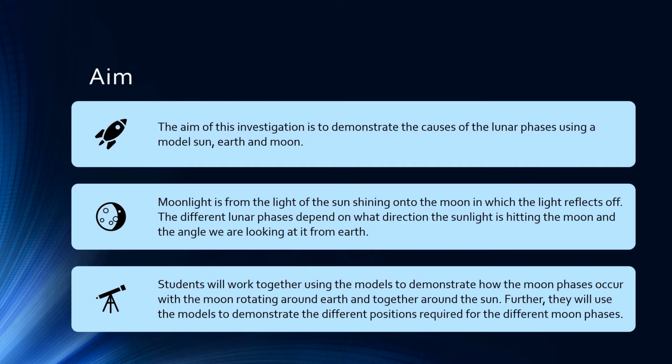The aim of this investigation is to demonstrate the causes of the lunar phases using a model Sun, Earth and Moon. Moonlight is from the sun shining onto the moon, in which the light reflects off, causing the moon to be illuminated. The different lunar phases depend on what direction the sunlight is hitting the moon and the angle we are looking at it from. For this activity, students, after demonstration, would work together using the models to show the different positions required for each of the different moon phases.